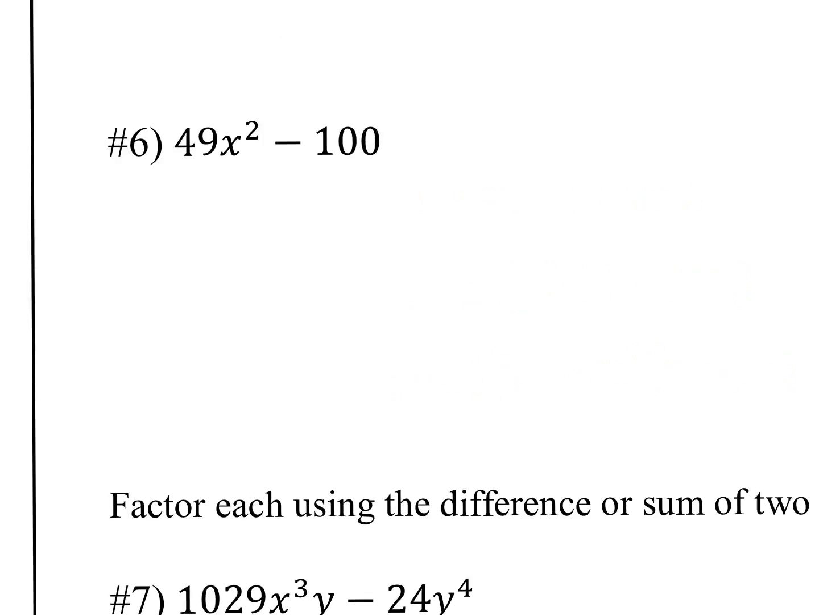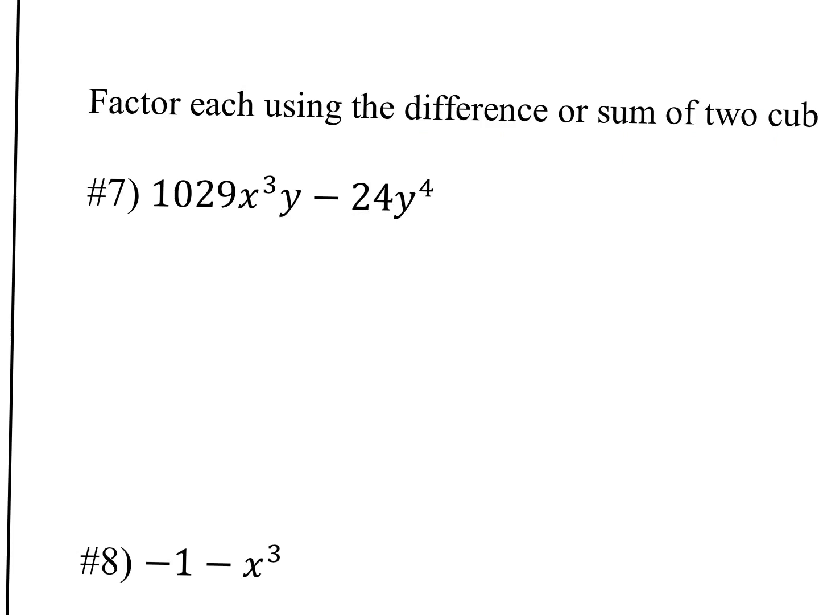Let's do one more. 49x squared minus 100. 49 is a perfect square, so is 100. This is basically the same problem I just did. Poor planning on my part. This factors into a 7x minus 10 and a 7x plus 10. Difference of two squares. Let's flip back to the front and check out difference and sum of two cubes.